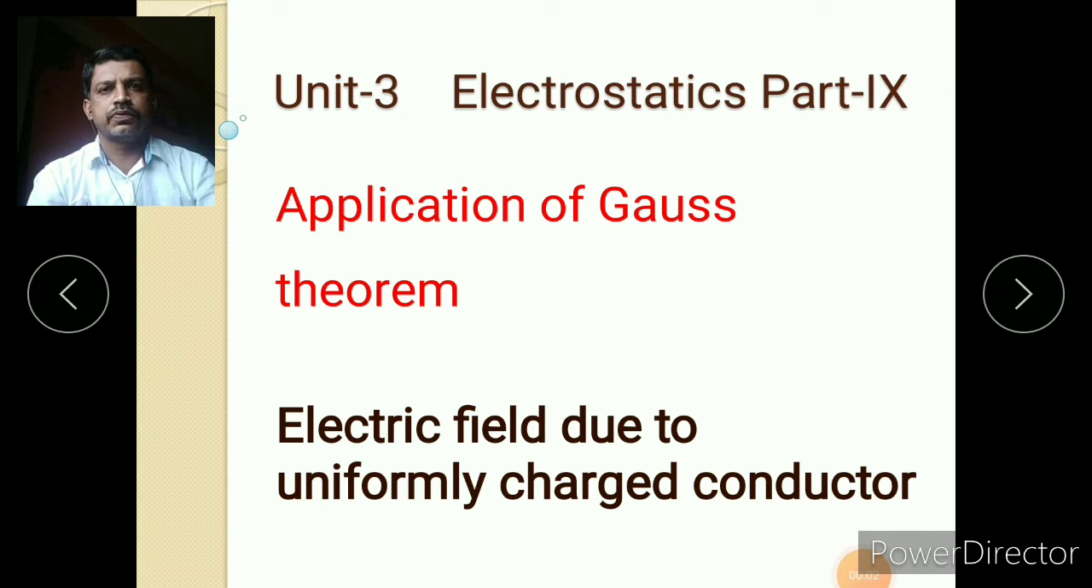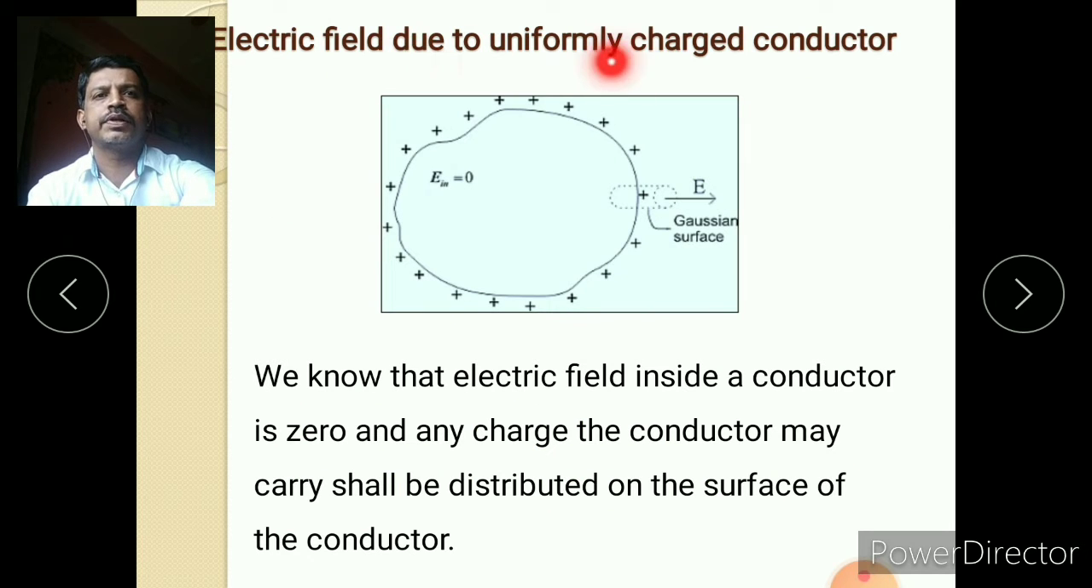Hello friends, now we see Unit 3, Electrostatics, Part 9: Application of Gauss's theorem. Electric field due to a uniformly charged conductor.